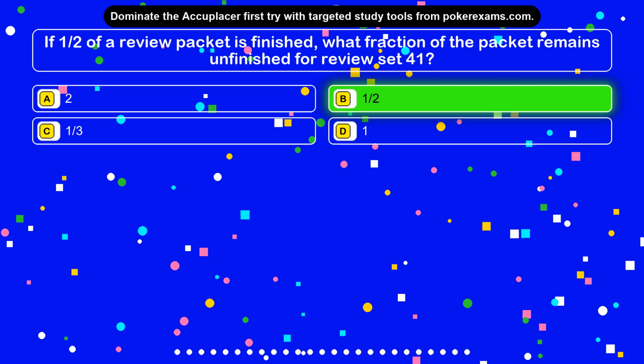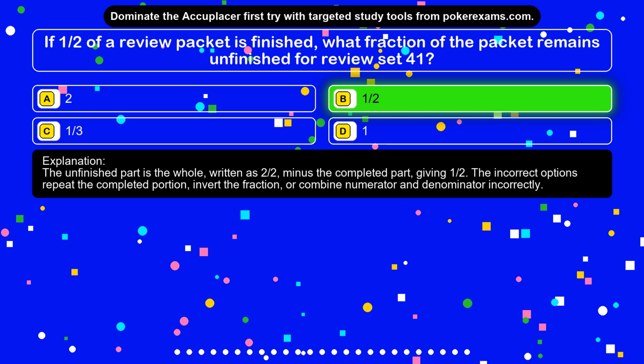The correct answer is option B, 1/2. The unfinished part is the whole, written as 2/2, minus the completed part, giving 1/2. The incorrect options repeat the completed portion, invert the fraction, or combine numerator and denominator incorrectly.